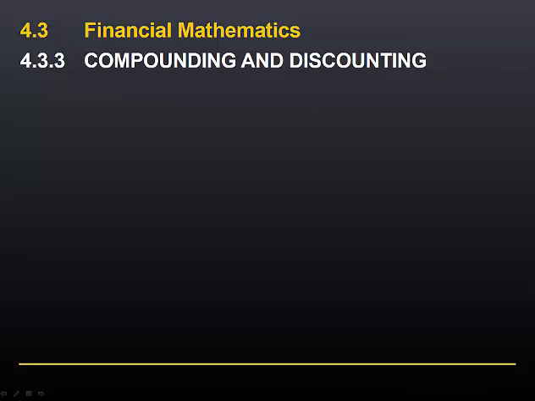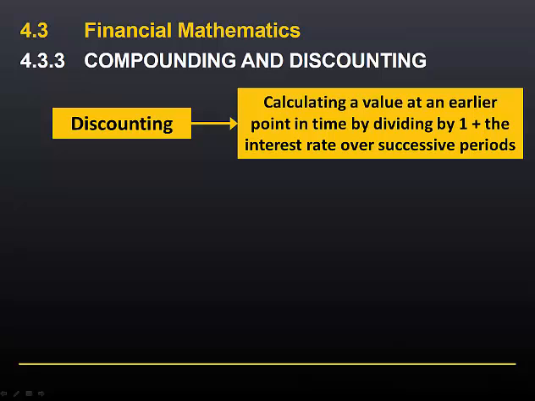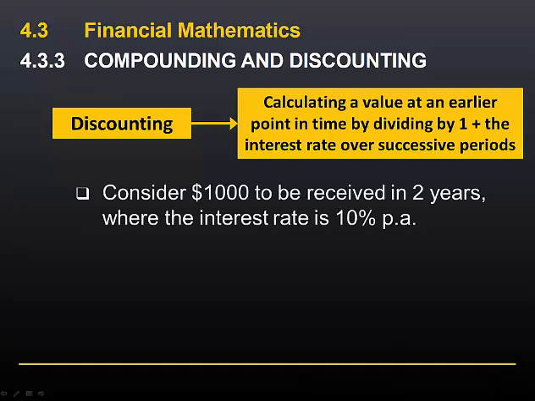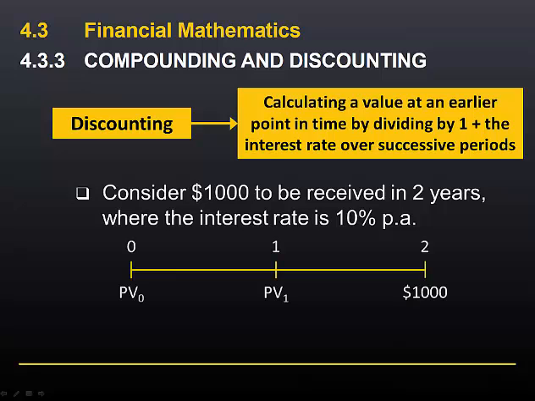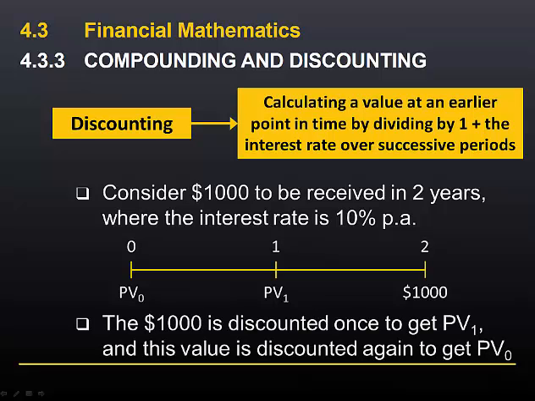Discounting is the opposite of compounding. Discounting means calculating a value at an earlier point in time by repeatedly dividing by 1 plus the interest rate over successive periods. Imagine you were to receive $1,000 in 2 years, where the interest rate is 10% per annum. What is the value today of that future value? The $1,000 is discounted once to get its value 1 year from now, or PV1, and then that value is discounted again to get the value today, PV0.